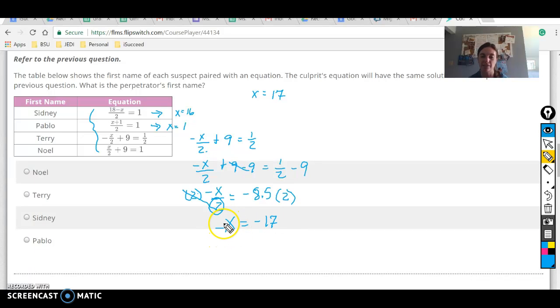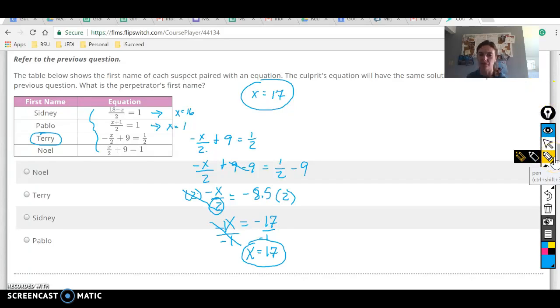Okay, so this negative is essentially a negative 1 times x. So to get rid of that negative, I can divide both sides by negative 1. And when I do that, they cancel out on the left, and I have x equals positive 17 remaining. Cool. So it would appear that the first name of my culprit is Terry.